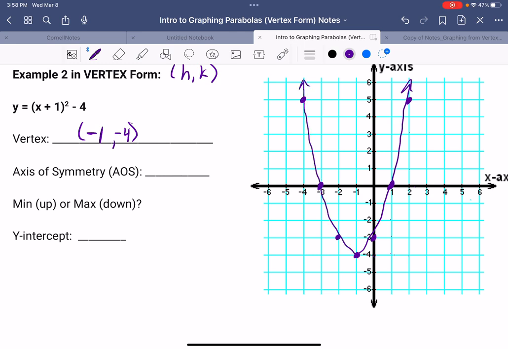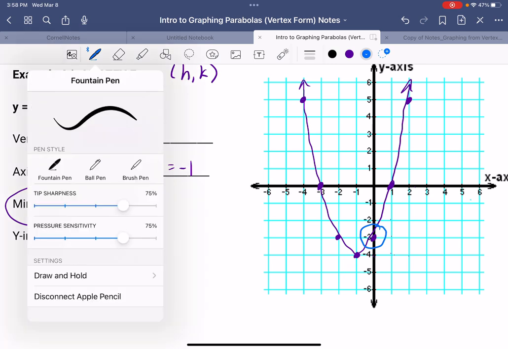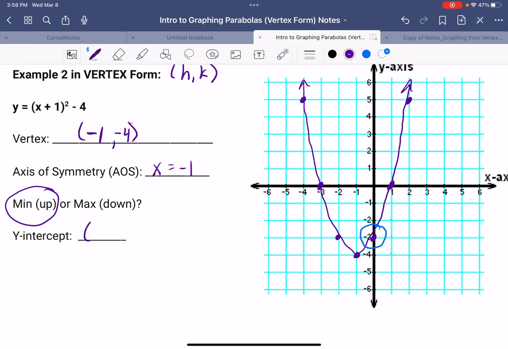like that. Okay? Remember, what is our axis of symmetry? How do I cut that in half? Well, x is right here at -1. So x is equal to -1. Is this a minimum or a maximum? If you said minimum, you're correct. And where does our parabola hit the y-axis? Well, that would be right here. And so our coordinate will be 0, -3. And there you have it. That's graphing in vertex form on this one.